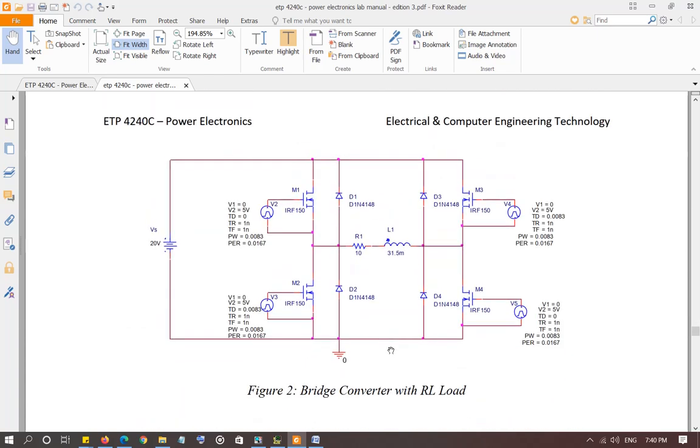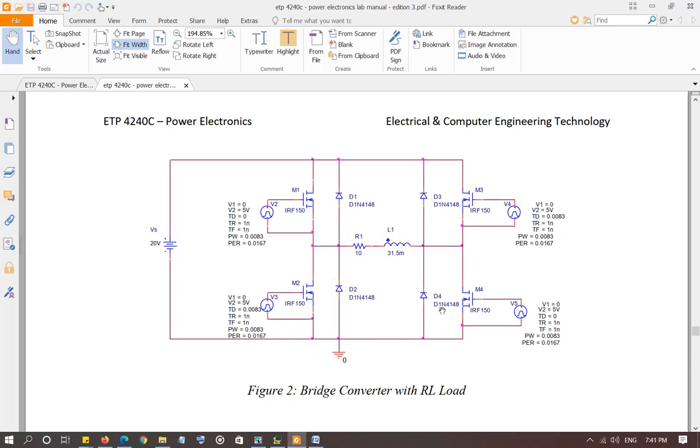So now when you run the circuit, what do you expect? When these switches are on, current is going to flow through Vs, M1, R, L, M4, and go back to Vs. When these switches turn off, what's going to happen? Current is still not 0, and the inductor resists the change of current. So current is not going to instantaneously change to the negative value. First, the current goes down to 0, and then it is going to go in the opposite direction. So for this circuit, the diodes play an important role.